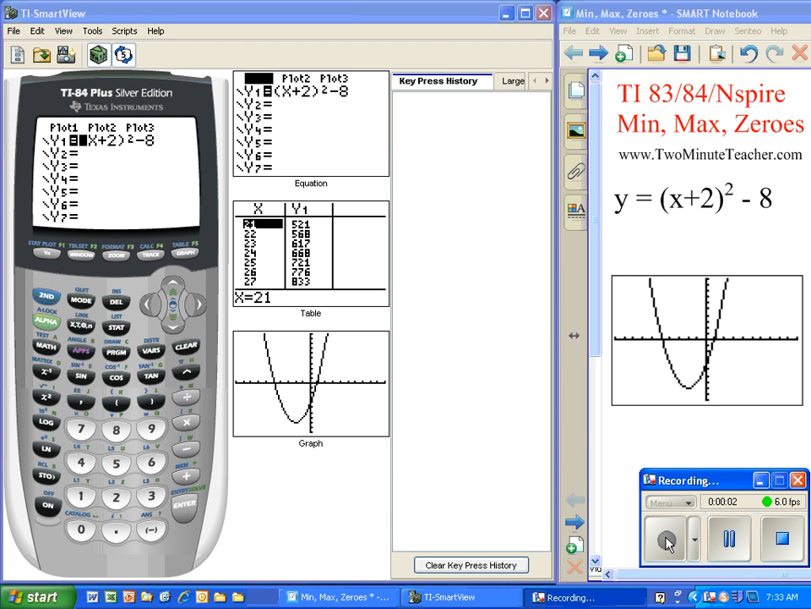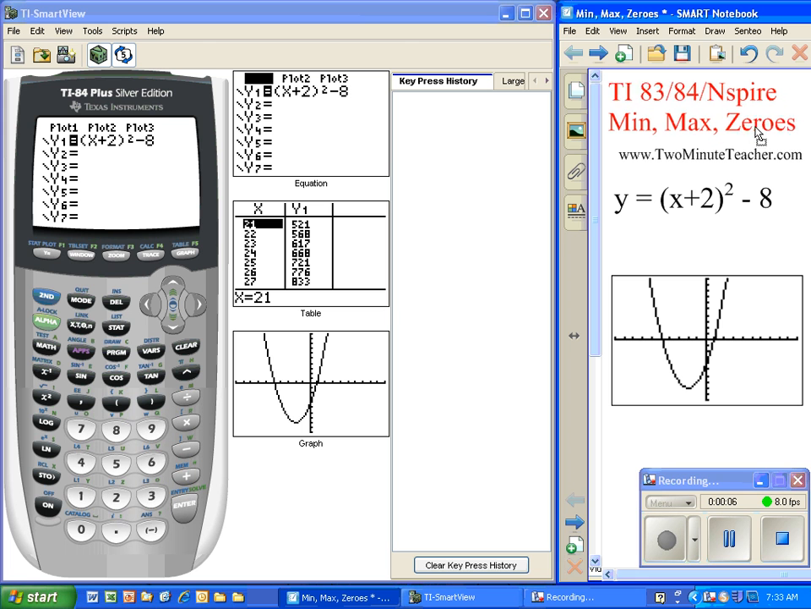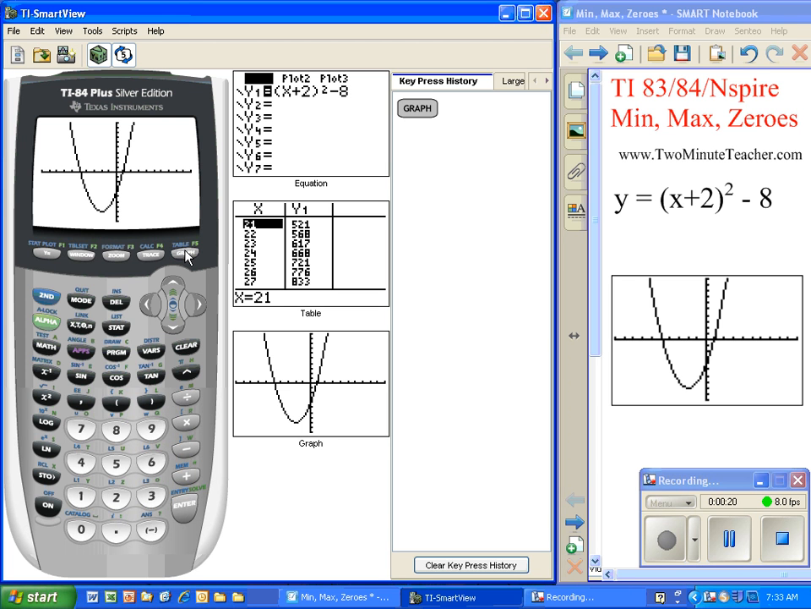So grab your TI 83 or 84 and follow along with me here as I show you how to find mins and maxes and zeros on a graph. Well, first of all, we need to graph something. So I've put an equation into my y equals screen, and I'm ready to graph it. I hit graph, and it looks like that.